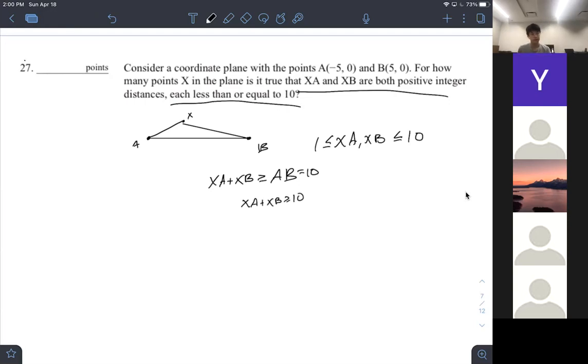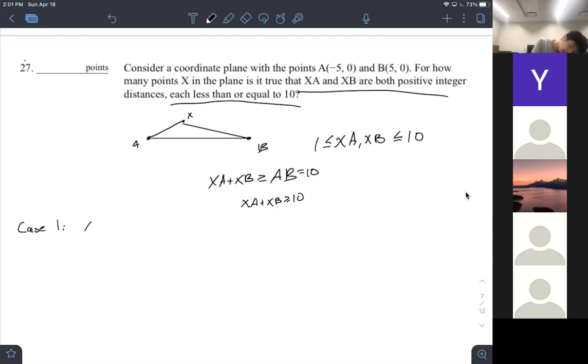And so the goal here is, since there's infinitely many choices for X, we can't test all the values of X. But what we can do is notice that there's not that many choices for the values of XA and XB, and we can use the values of XA and XB to determine where X is. Now we have XA plus XB is greater than or equal to 10. We can break this down into two cases.